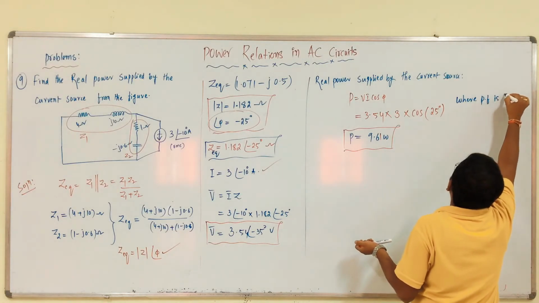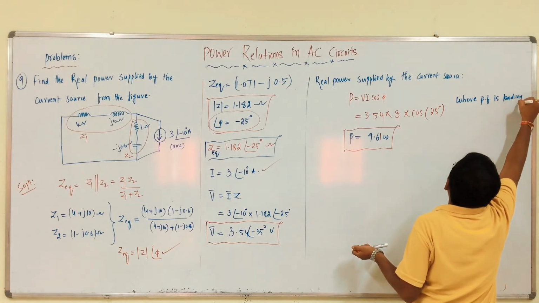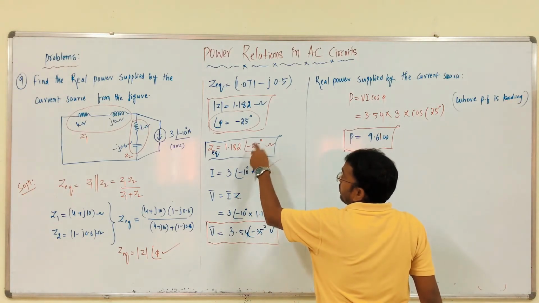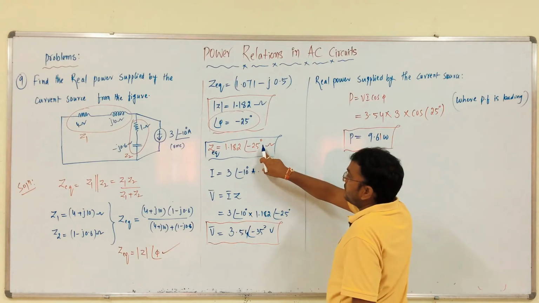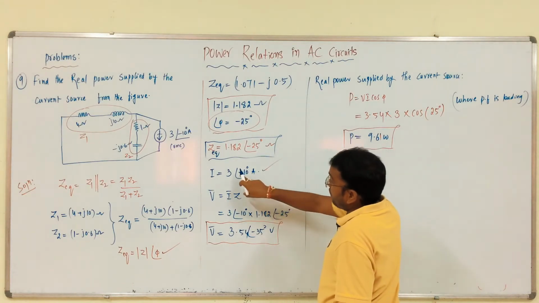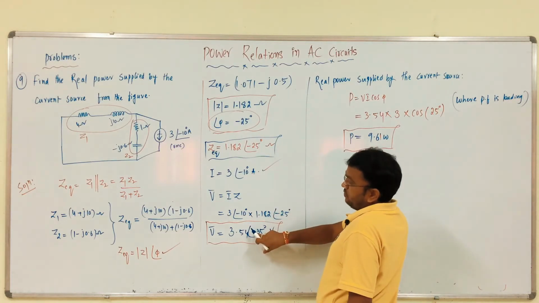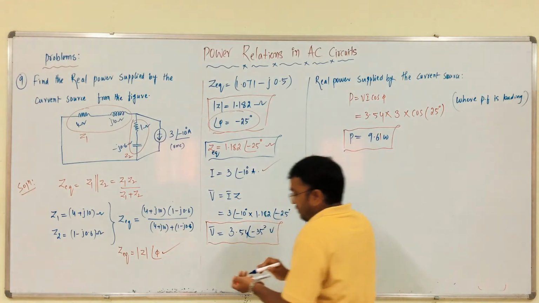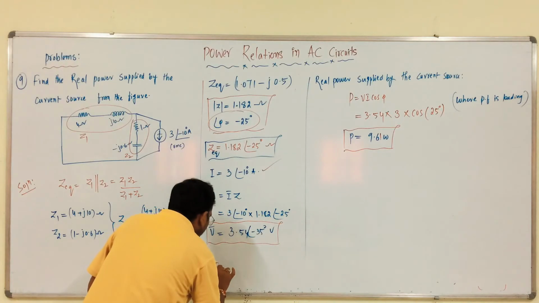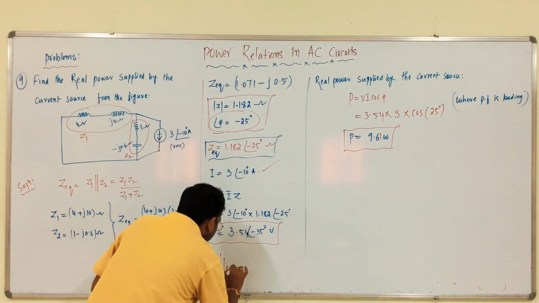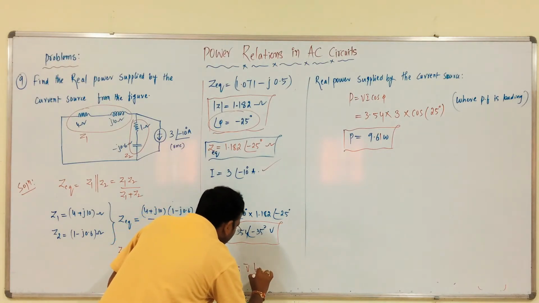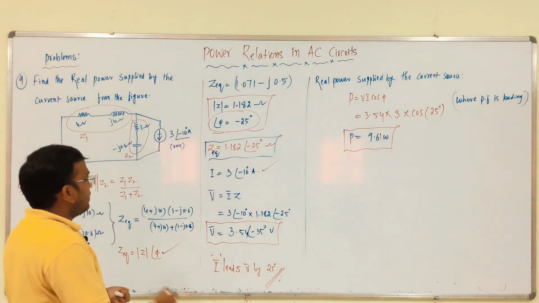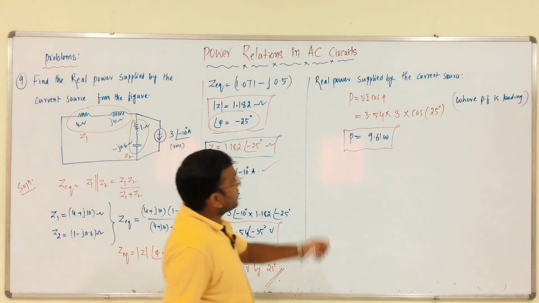Power factor is leading, right? See, in case of impedance, we are having a negative value of angle. Coming to current, we are having minus 10. Coming to voltage, minus 35. So, between these two, current leads voltage by 25 degrees. You can write here: current leads voltage by 25 degrees, right? Power factor is leading.